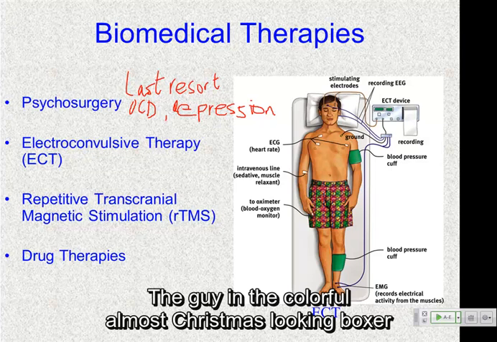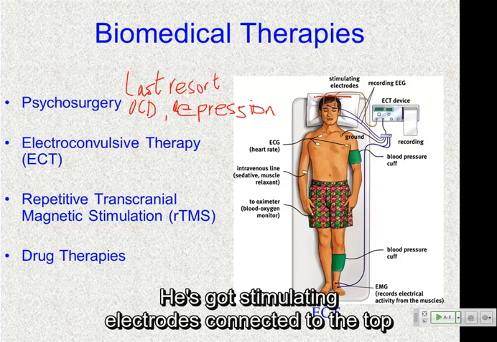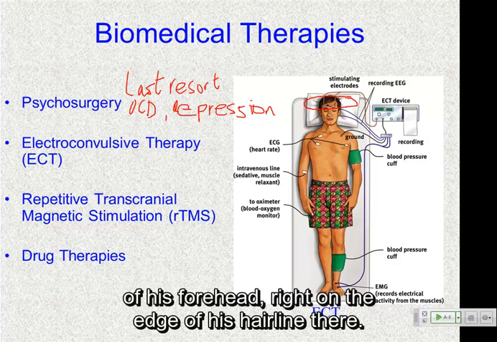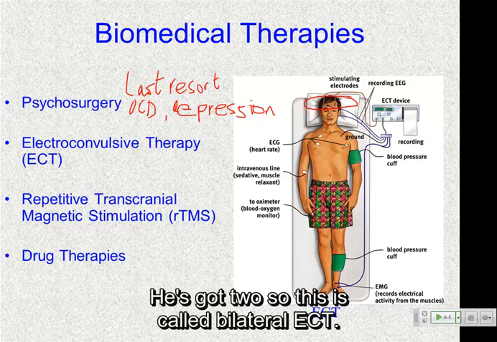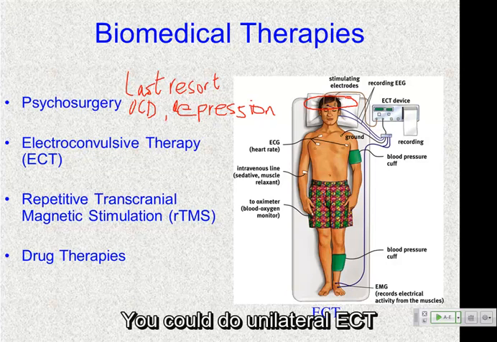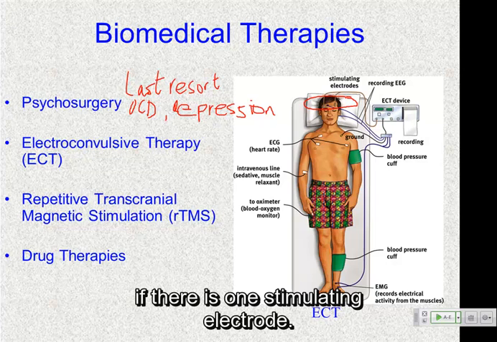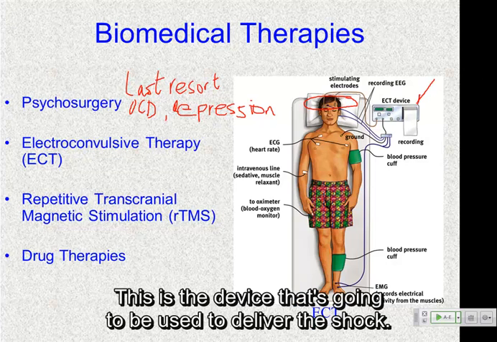The guy in the colorful, almost Christmas-looking boxer shorts here. He's got stimulating electrodes connected to the top of his forehead, right on the edge of his hairline there. Okay, he's got 2, so this is called bilateral ECT. You could do unilateral ECT if there was one stimulating electrode. This is the device that's going to be used to deliver the shock.